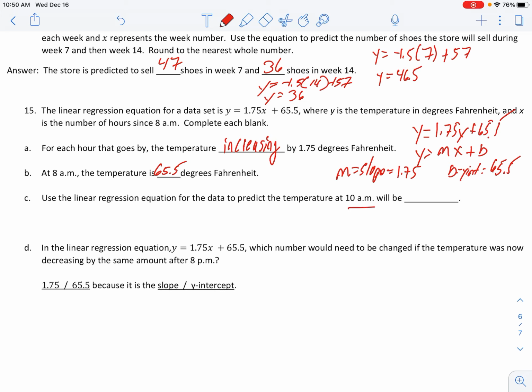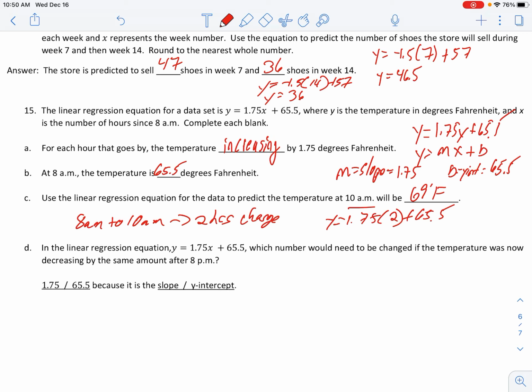By 10 a.m., so from 8 a.m. to 10 a.m., that means 2 hours of change. So use your equation and do a prediction. What's going to happen to our temperature? With 1.75, it should be going up 1.75 degrees each hour. So if we start off at 65.5 degrees for that day, and we go up for 2 hours, we are then going to be at 69 degrees Fahrenheit.